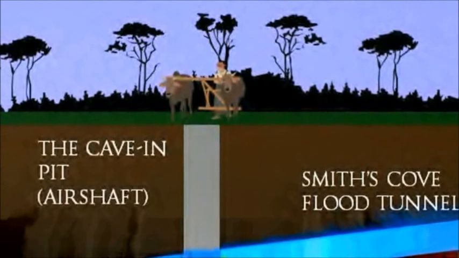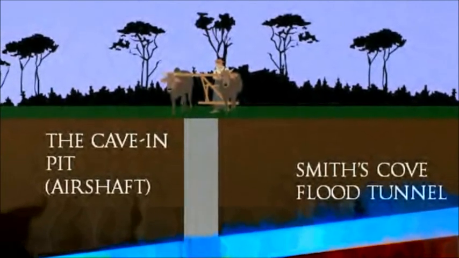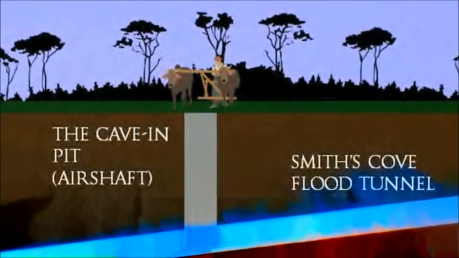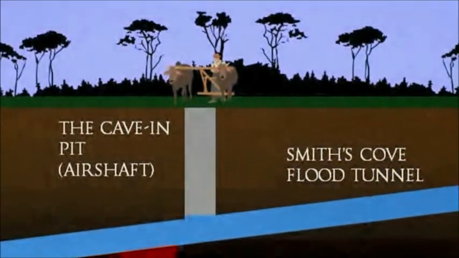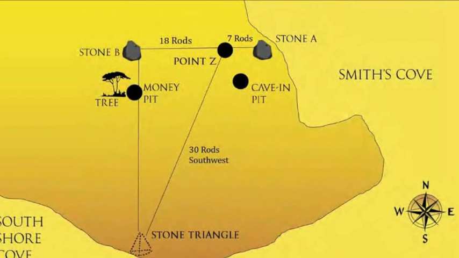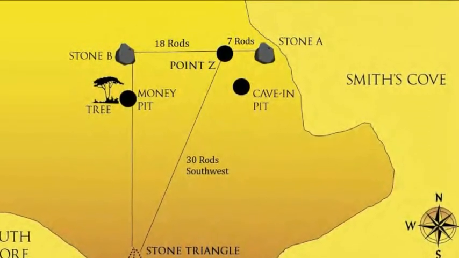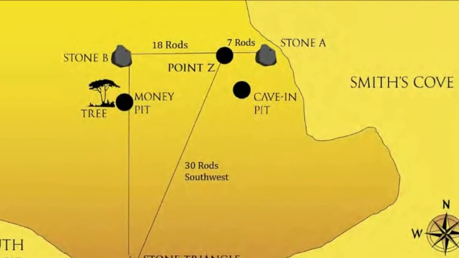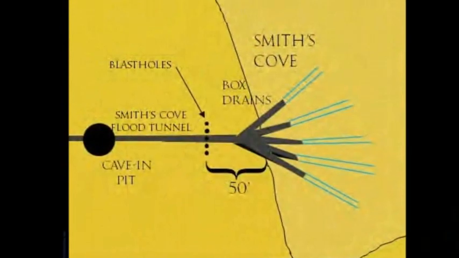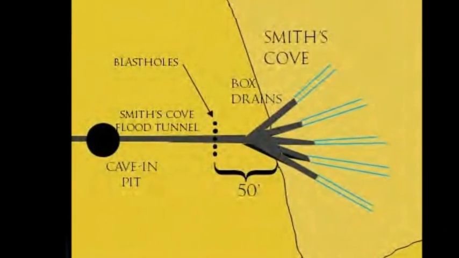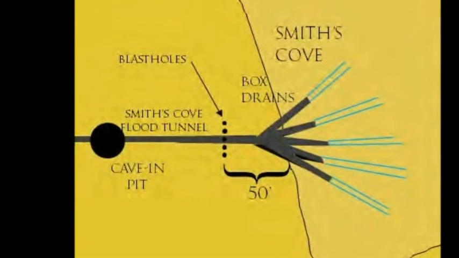In this episode, Don Johnston and Steve Watson discover several anomalies in the vicinity of the Cave-in Pit, one of them 25 meters or 82 feet below the surface, and the other 28 meters or 91 feet deep. Craig Tester remarks that these depths roughly correspond with the depth at which the flood tunnel is believed to lie in the area of the Cave-in Pit. Perhaps Johnston and Watson have indeed located the Smith's Cove flood tunnel.